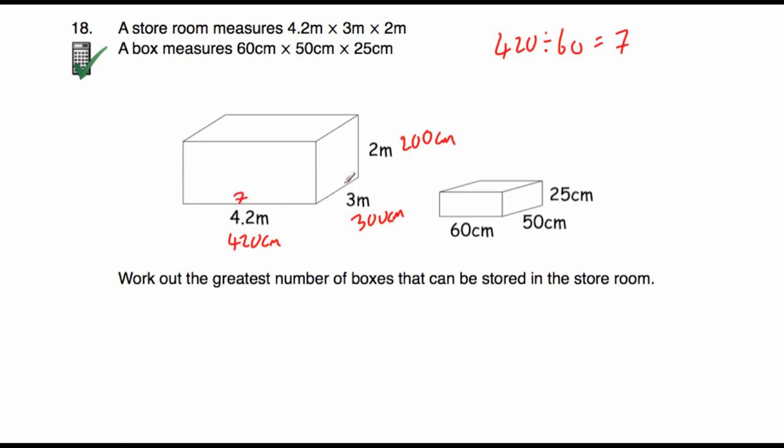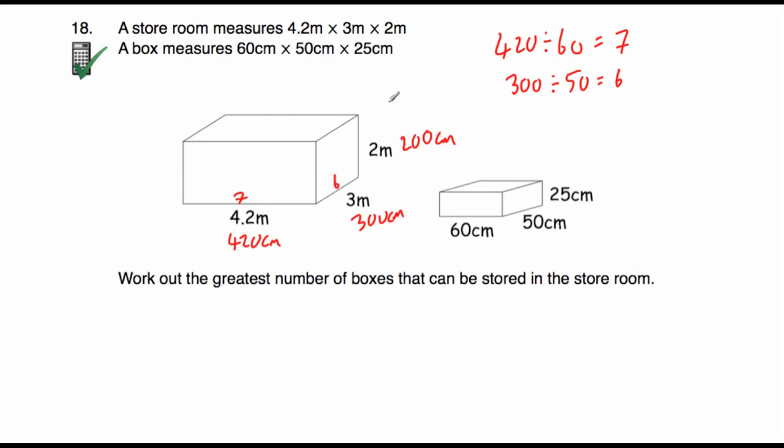And then in terms of the depth of them, how many rows would we have? Well, we've got 300. If we do 300 divided by 50, that tells us how many rows we would have. 300 divided by 50 is equal to 6. So there'd be 7 boxes along here. We then have 6 rows of them going back that way. So we'd have 7 times 6. So if we do 7 times 6, that tells us there's 42 boxes along the base of the storeroom if we were to put one layer in.